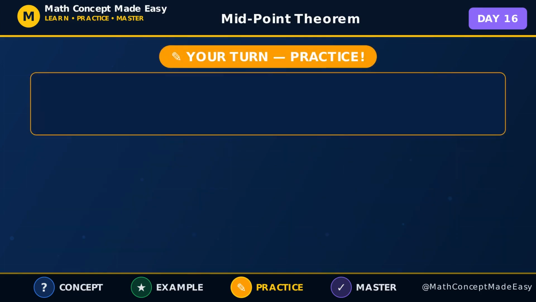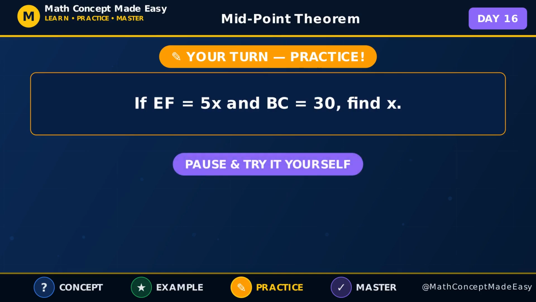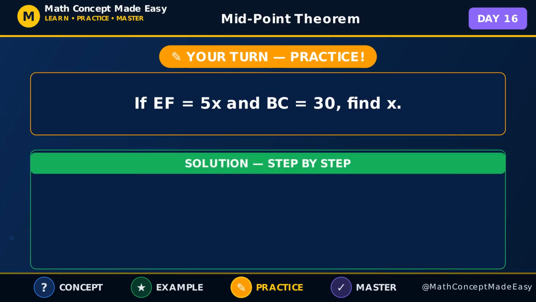Here is your practice question. If EF equals 5x and BC equals 30, find x. Pause the video now, or take a few seconds with me. 5, 4, 3, 2, 1.